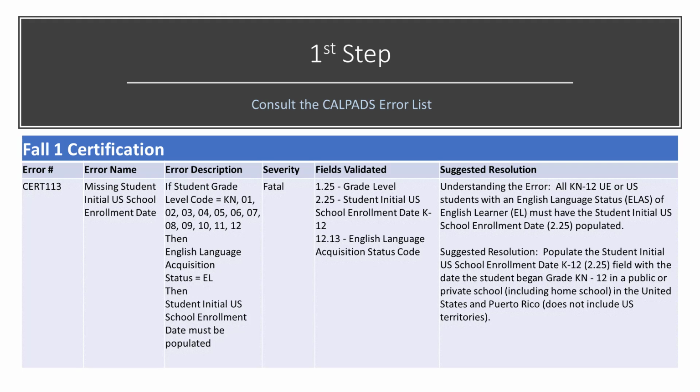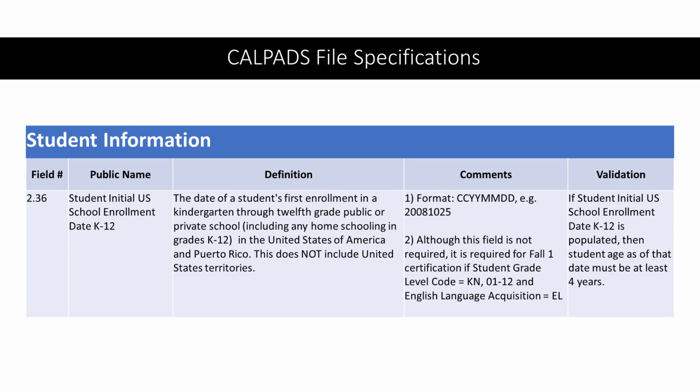Typically, you might have students that receive services as preschool students, and they have an English language acquisition status of EL. Even if the preschool was public school and provided in the same district, the initial KN through 12 date. So we want that kindergarten date. So that's important to know. And you could find further clarification in additional documentation.